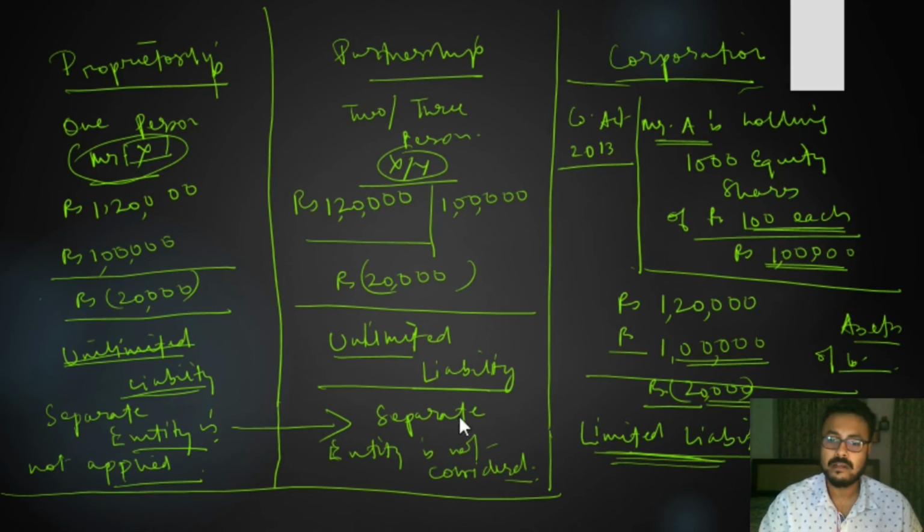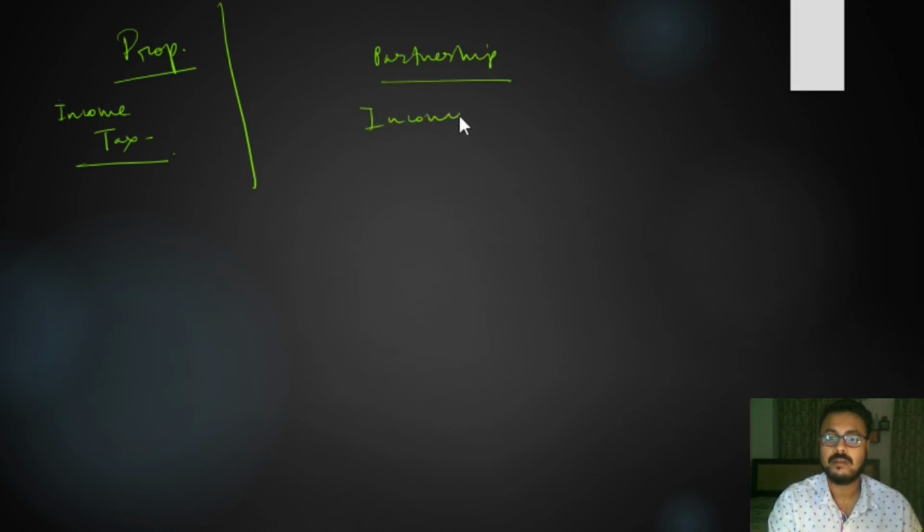Okay. Here again, another thing is, in proprietorship, taxation is considered as personal individual income. Okay, income tax is applied. Okay, same is with partnership. Here also income tax is applied.